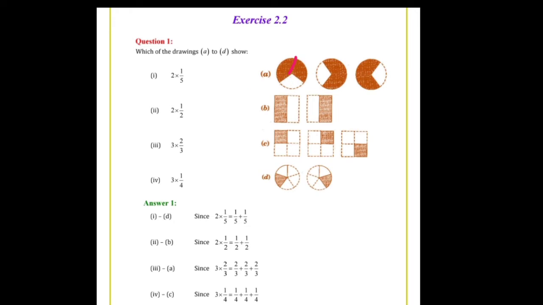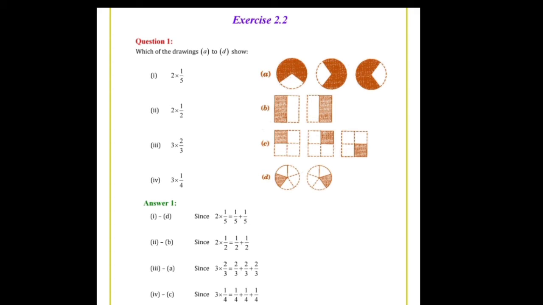Okay students, 3 equal parts, 1, 2 and 3. And how many figures are there? 1, 2 and 3. So 3 into 2 upon 3 parts. And the last, fourth number, 3 into 1 upon 4. So it's C, because total 4 parts are there and 1 part is shaded. And how many figures are there? 3 figures. So it is said to be 3 times 1 upon 4.